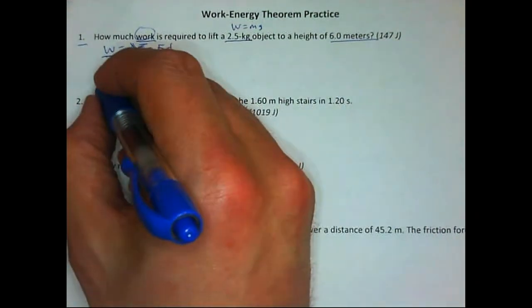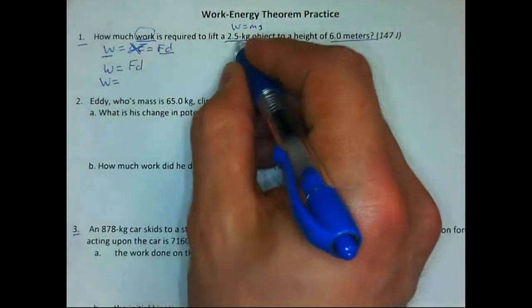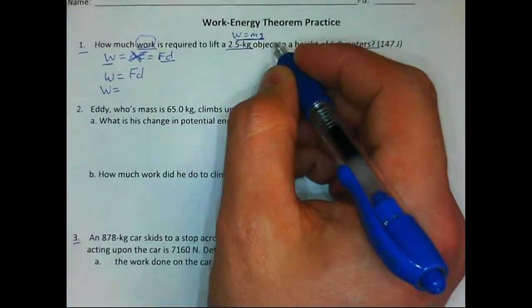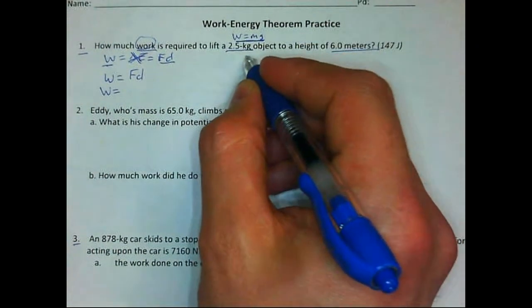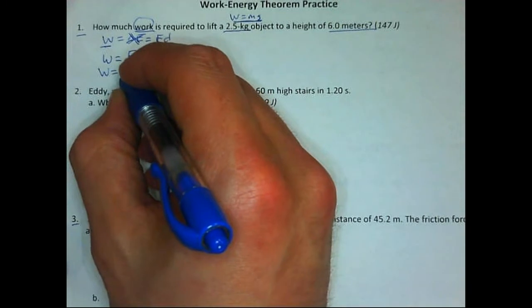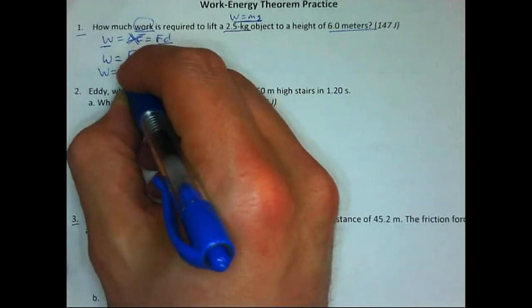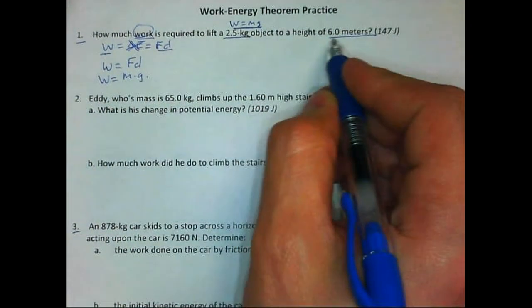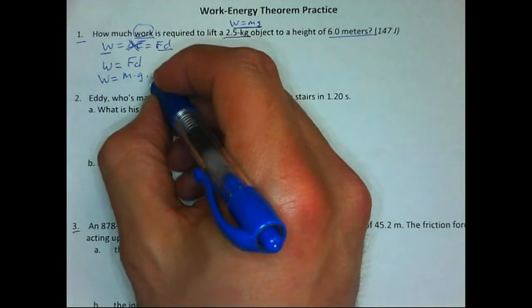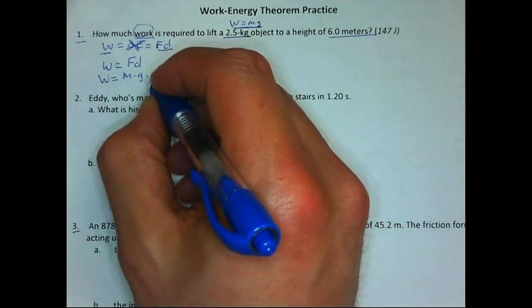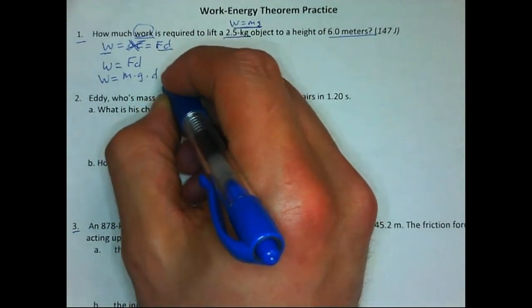How much work is done? Force is equal to the weight. That's the force that we're applying. So the force is equal to mass times gravity. And the distance we lifted is 6 meters. Well, mass times gravity times distance.